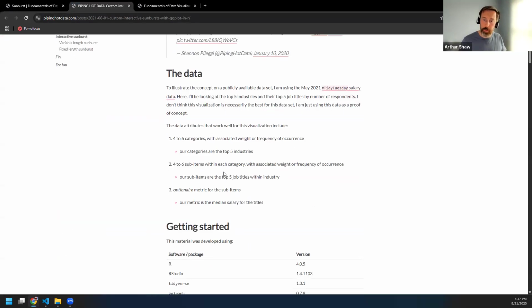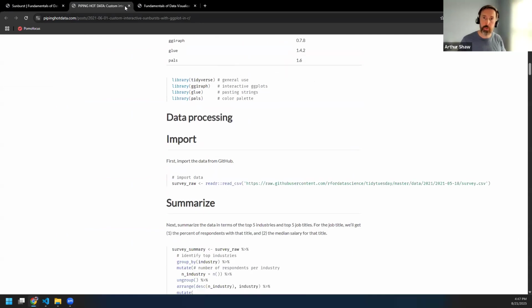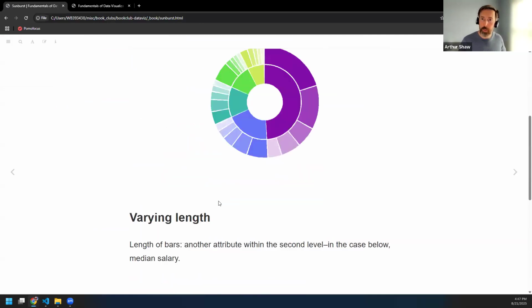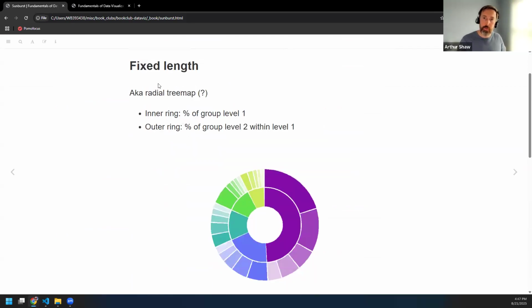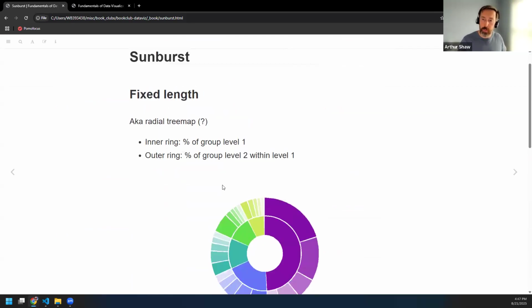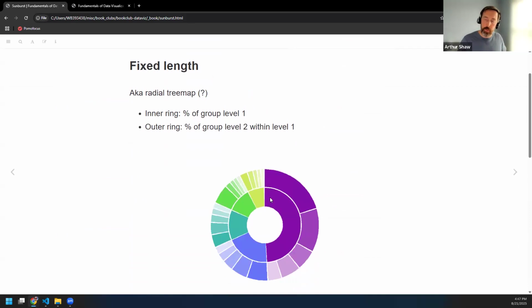That kind of goes through a worked example for our users. So it's really quite nice, but I just kind of plucked out the images here. There are two types of sunburst charts as I understand them. One is where, if you look, there's an inner circle and an outer circle.